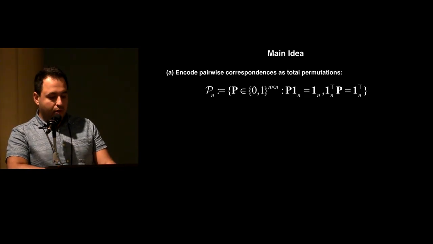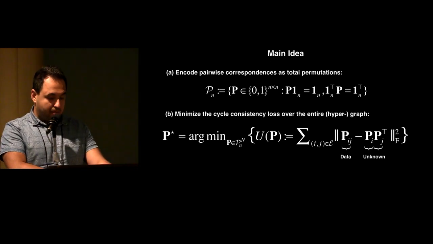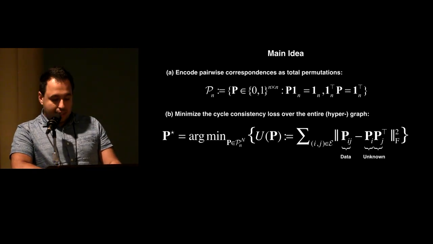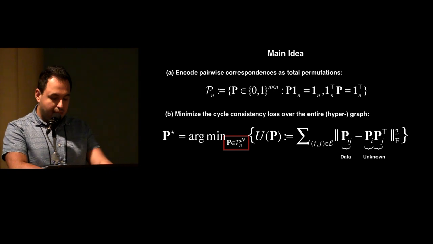In this work, we do not address the case of partiality. Given Pij, the observed relative permutations, we minimize what is called the cycle consistency loss over the entire hypergraph to compute the absolute permutations that reorder the points to a canonical configuration, ensuring global agreement. As the minimization is done in the permutation space, we have a discrete optimization problem. This is hard to tackle.